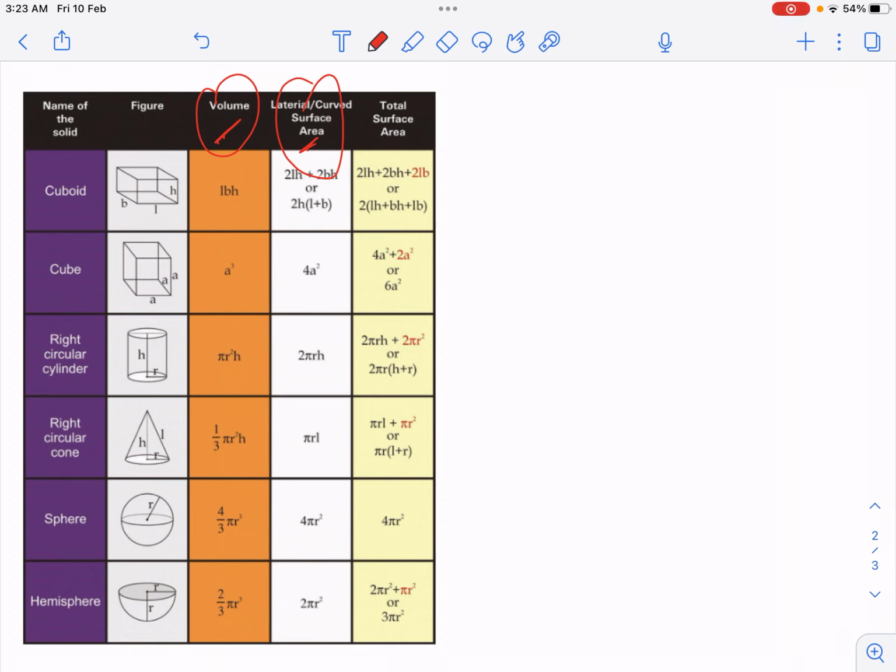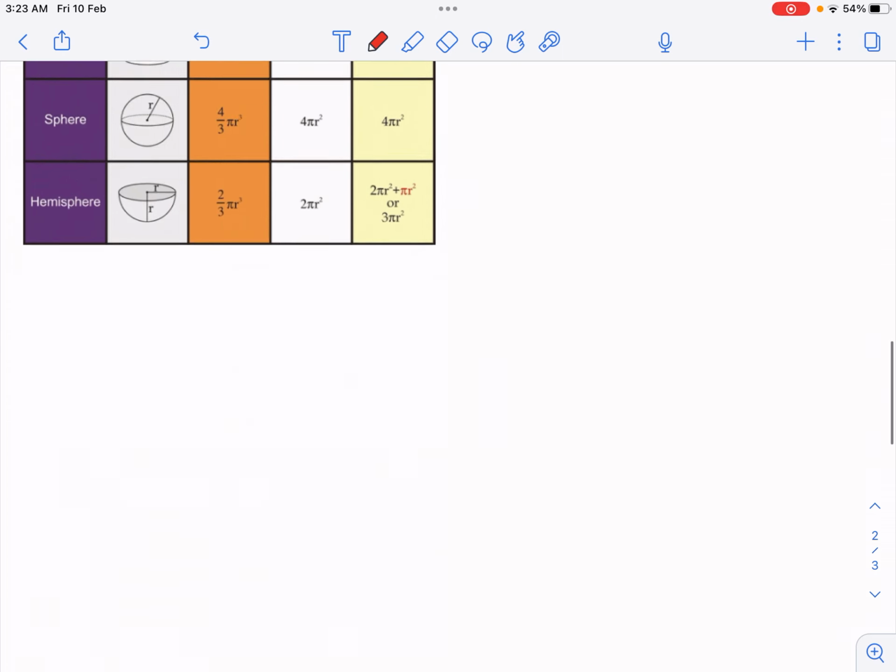For example, here we have a cube. We know all the parts of a cube are equal. For example, the length, the width, and the height of the cube are equal. So that's why the volume of the cube is a cubed. So let's go back to our question.